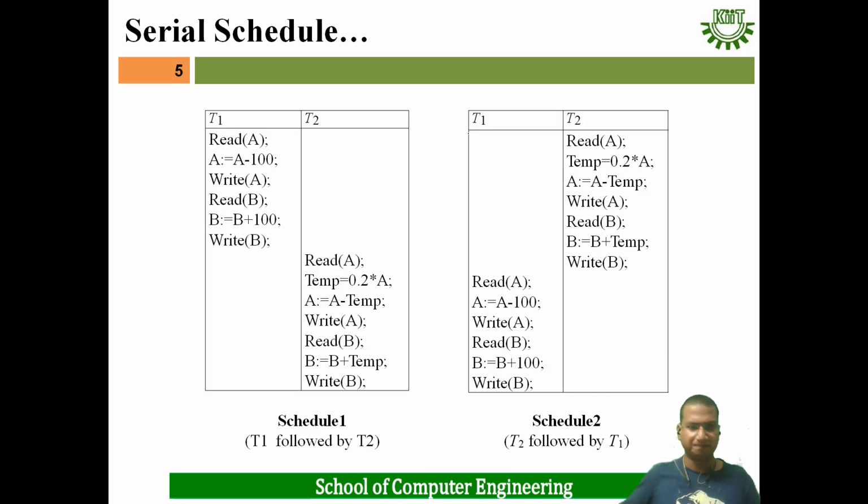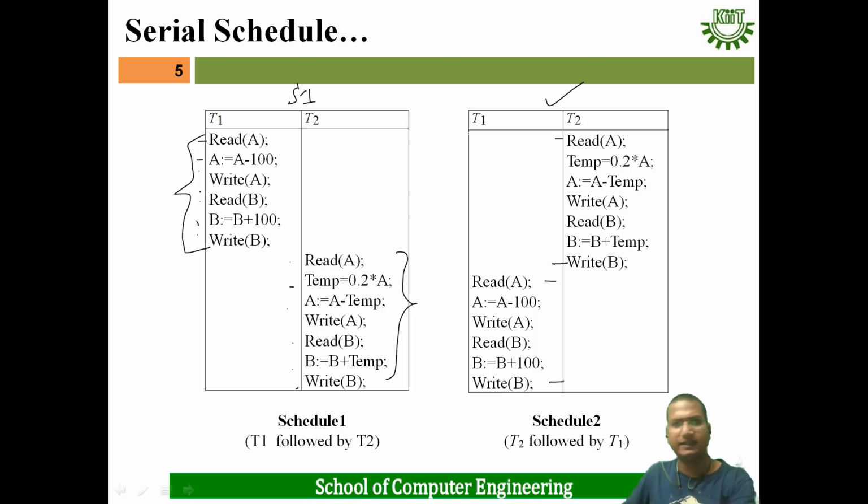Now we'll see an example. This is transaction T1, meaning transfer of $100 from account A to account B, and transaction T2 is transfer of 20% of account A from account A to account B. This is schedule 1, or S1, and this is a serial schedule. Why? Because all the instructions of transaction T1 are executed first, and after that all the instructions of transaction T2 are executed. This is also a serial schedule, because all the instructions of transaction T2 are executed first, then all the instructions of transaction T1. This is all about serial schedules.